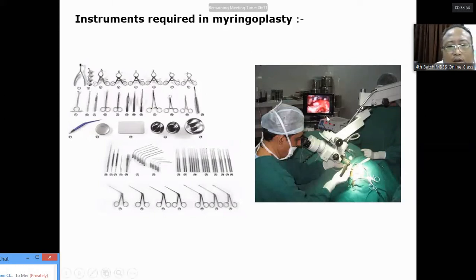What are the advantages of the microscope and the endoscope? With the microscope, after setting up, we can use both hands. But in endoscopic surgery, one hand will be holding the endoscope, and only a single hand will be there for the surgery. So initially it might be difficult for the surgeon, but with new technology and popularization, more new surgeons and more institutes are going for endoscopic myringoplasty.